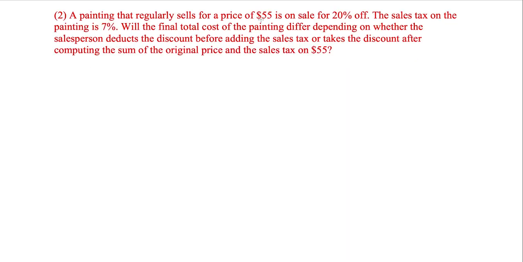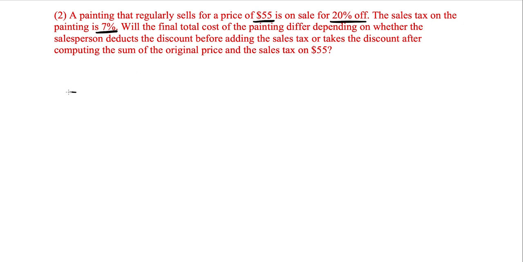For question 2, we have a painting. It's $55. Right now it's 20% off and the tax is 7%. And this is the question: will the final total cost of the painting differ depending on whether we deduct the discount before adding sales tax, or if we take the discount after computing the sum of the original price and the sales tax? So we have to think about this.